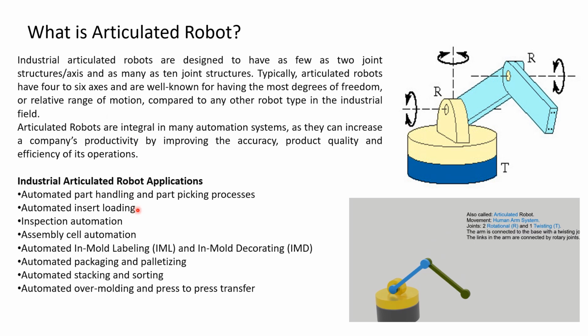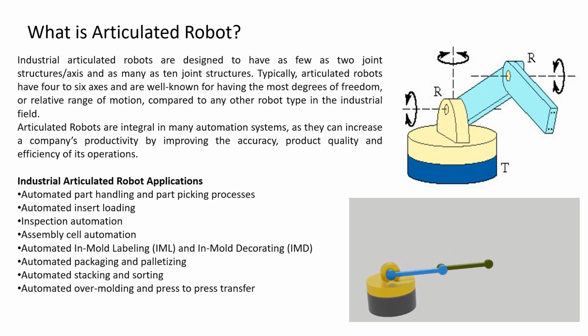So what are the applications? They are used in almost all fields like part handling, machine loading, automation cell automation, packaging, palletizing, stacking, sorting. So you can see they are widely used in almost all applications. Here you can see the motion, we have the different joints and links, and all the links have rotational and twisting motion. It acts like a human arm system, connected with rotary and twisting joints. These are nothing but the articulated robot.